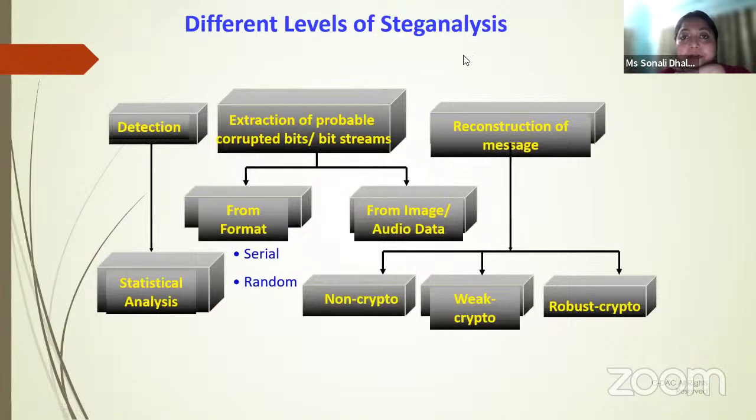Now there are different levels of steganalysis. Detection can be done in several ways: statistical detection, then extraction of the probable corrupted bit stream from different formats of image or audio data, and reconstruction of the message, which can be non-crypto, weak crypto, or robust crypto.